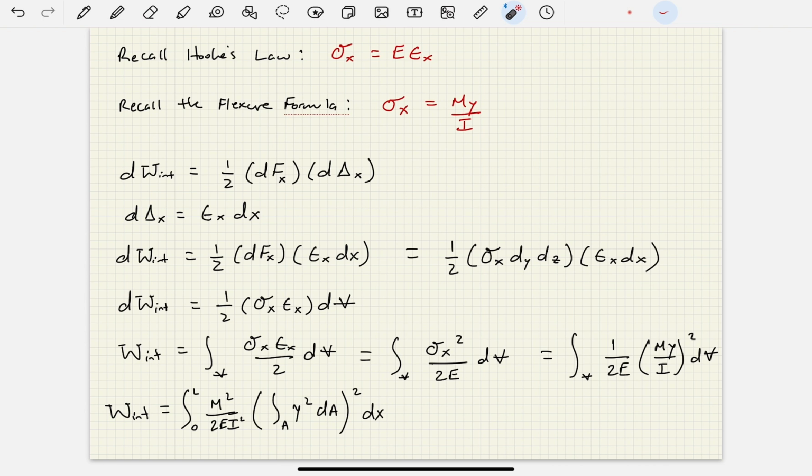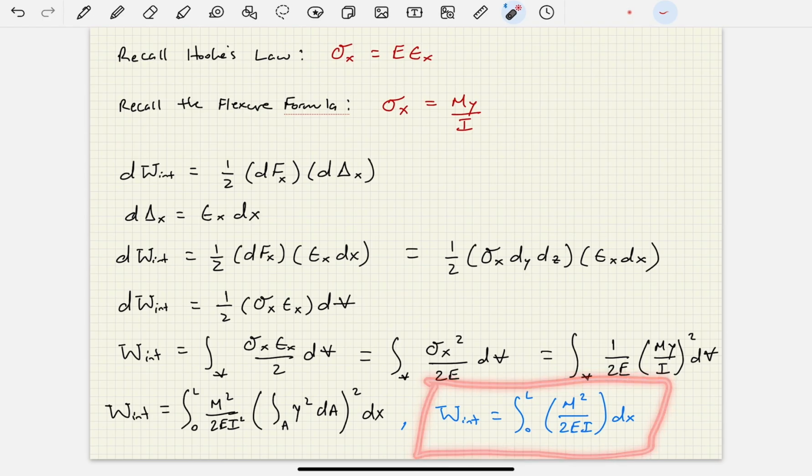So what I'll finally get, if I rewrite this really nicely, is the internal work is going to be equal to the integral from 0 throughout the length of the beam segment of M squared over 2EI dx, where I is the moment of inertia about the bending axis, E is a modulus of elasticity value, and M is the internal moment, okay? And so this is our reimagined and derived internal work formula.